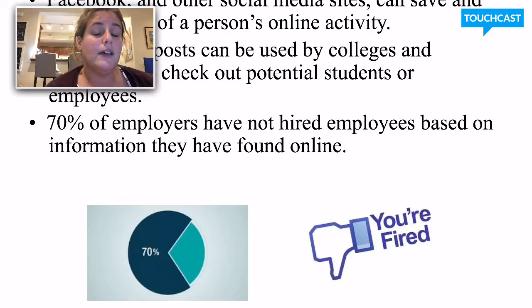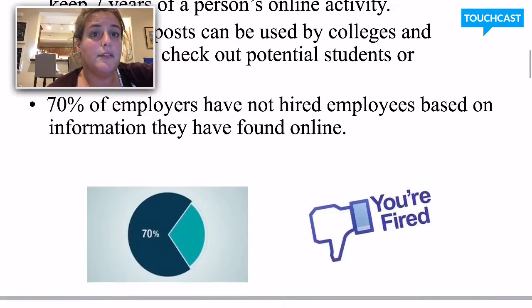A survey found that 70% of employers have not hired employees based on information they found online. So it was people that applied for a job, and when the employers did a search, they found something that they thought was inappropriate or would not be a good fit for their company.